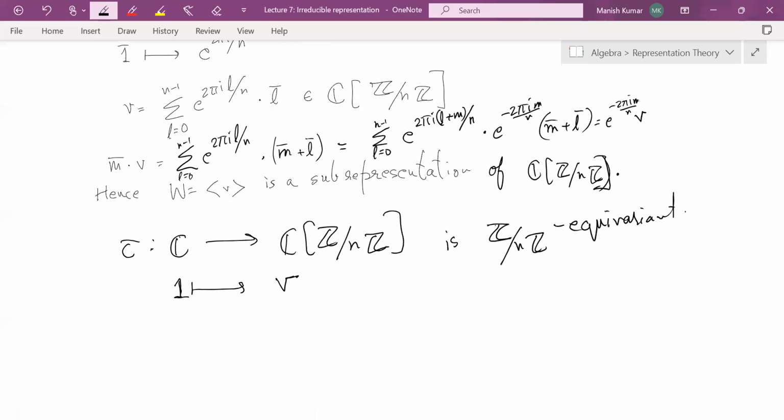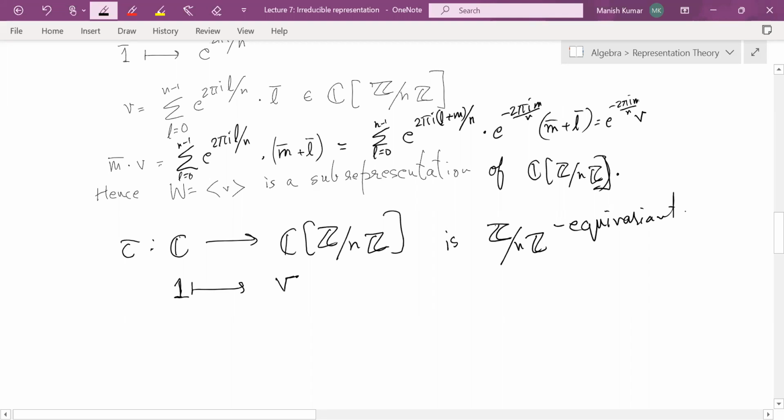So of course you can send it to any scalar multiple of V as well. It need not just go to V, so you can check that even if you send it to 2 times V, it's still okay. Any questions? So if you have Z mod NZ and N is odd, then the sum of the group elements will be 0. So how does the regular representation behave?